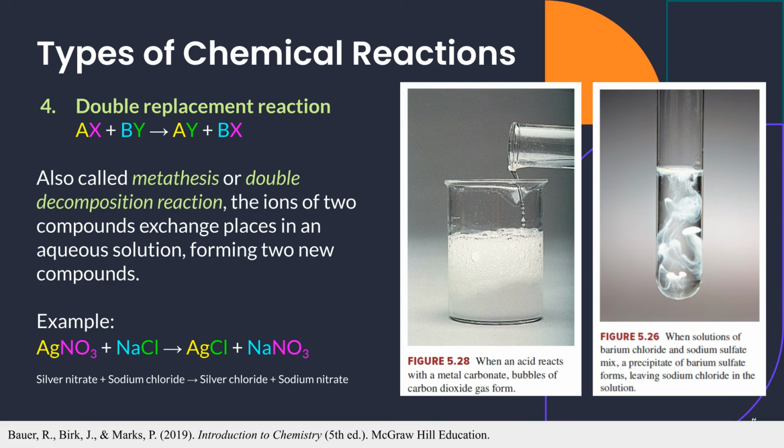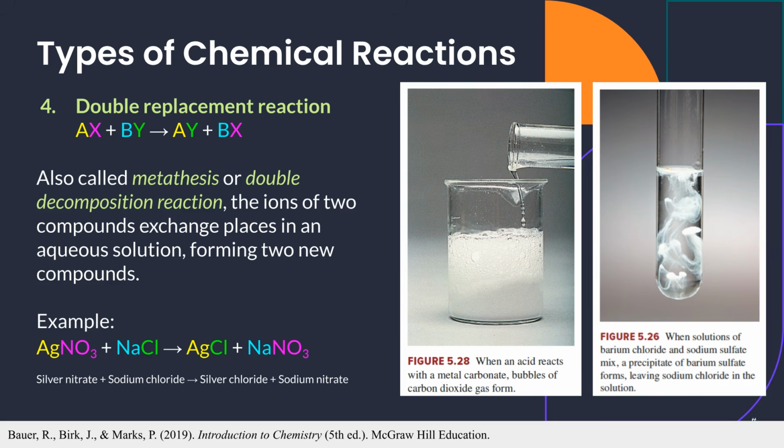A double replacement reaction occurs when 2 ionic compounds in solution exchange ions with each other. This type of reaction is also known as a metathesis or double decomposition reaction. The general pattern is AX and BY react to form AY and BX, where the ions switch partners. These reactions typically happen in aqueous solutions and are often easy to identify because something visible occurs. A solid precipitate may form, a gas may be released, or water may be produced.